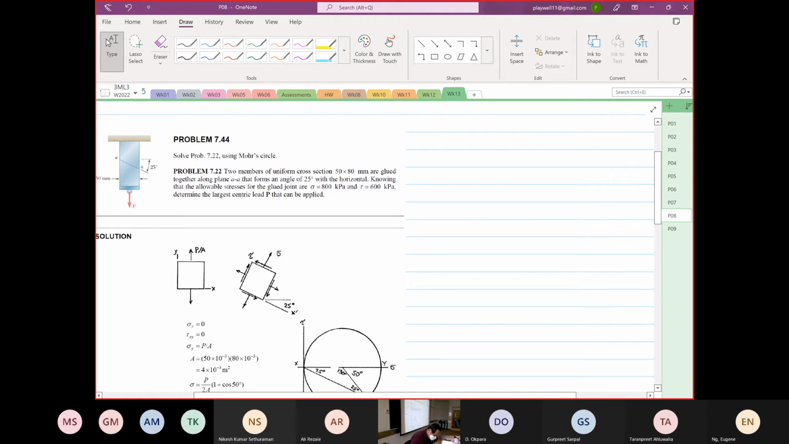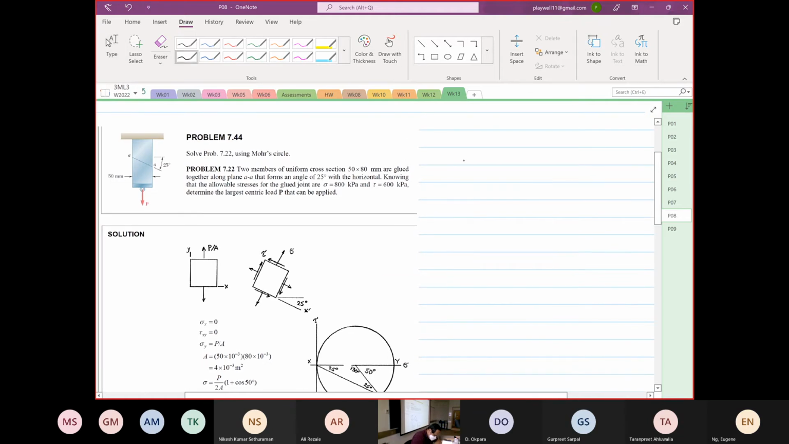allowable is equal to 800 times 10 to the power 3 Pascal. Okay, and the shear allowable is 600 times 10 to the power 3 Pascal.